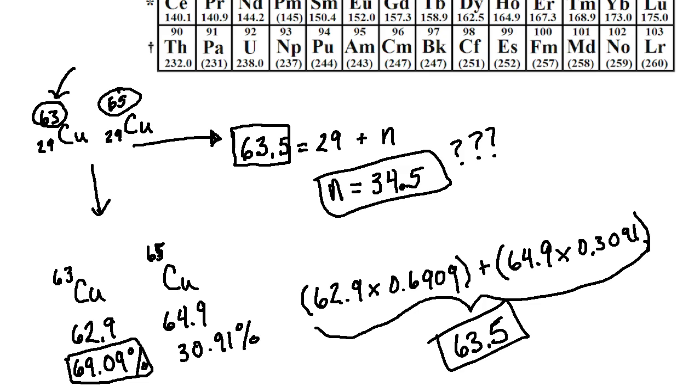Because if I took a giant sample of copper, about 70% of that copper sample would be copper 63, and the remaining 30% or so would be copper 65. So how do you come up with an appropriate mass? Which one do we use? We take the average weighted value of both of those masses, and that's going to be what we end up using from the periodic table.